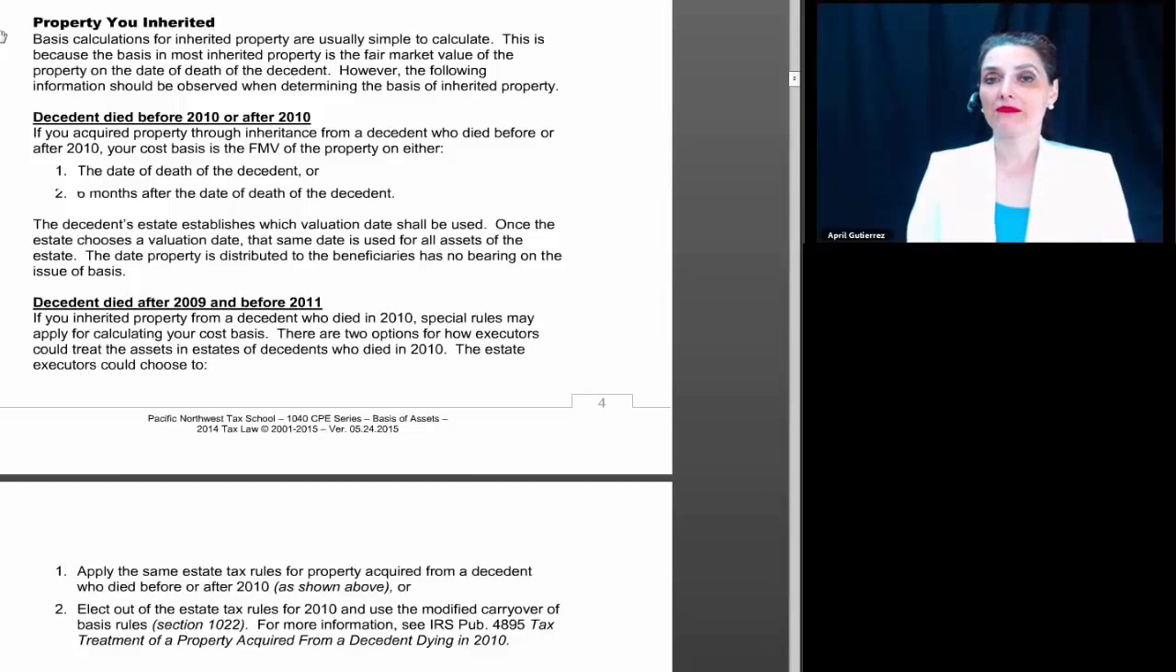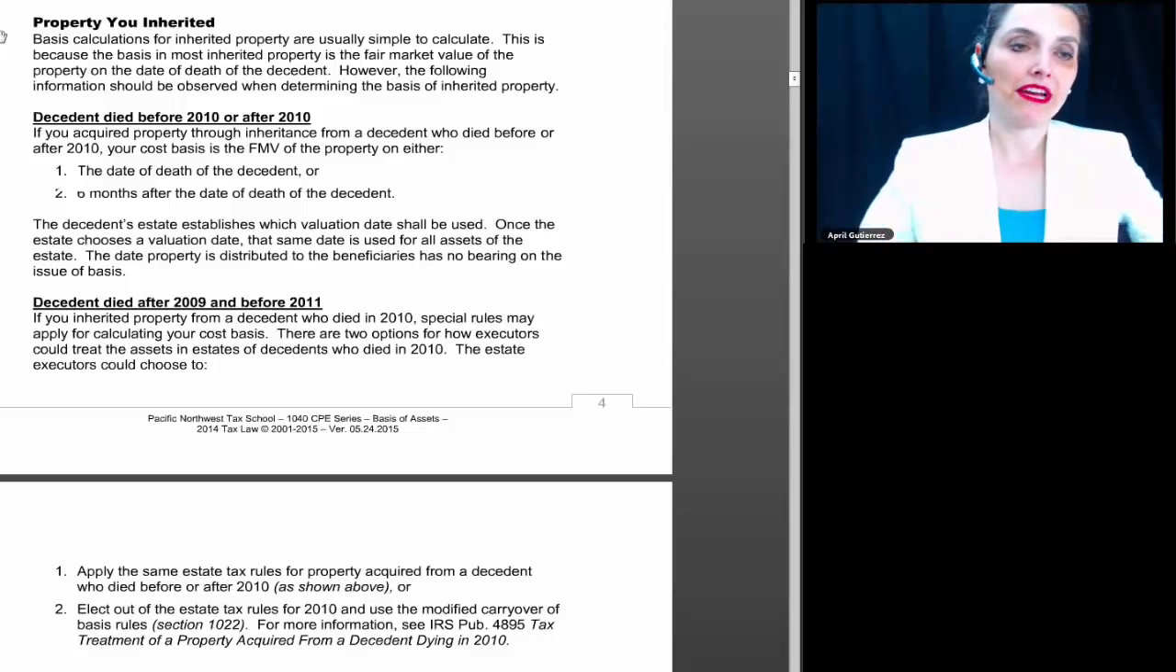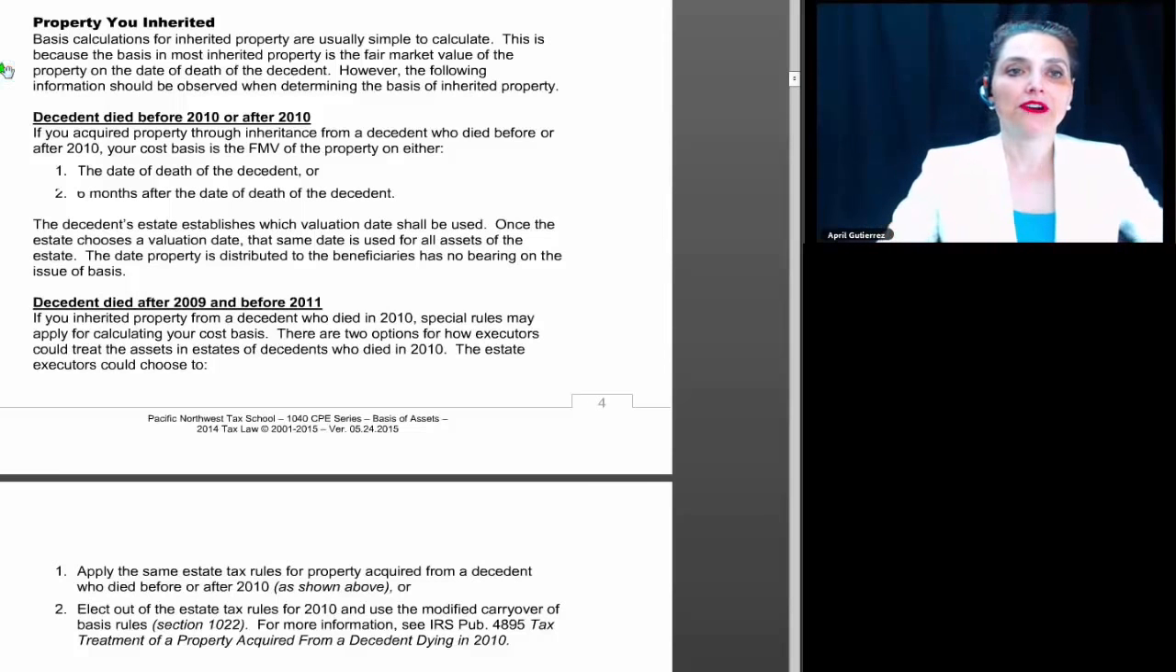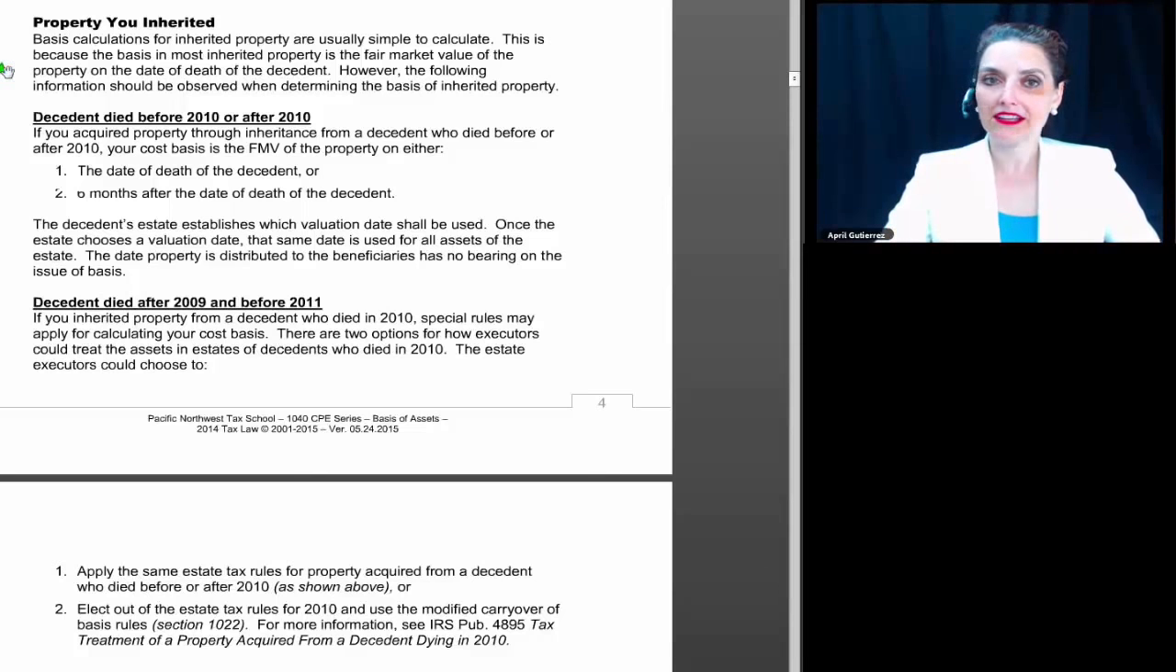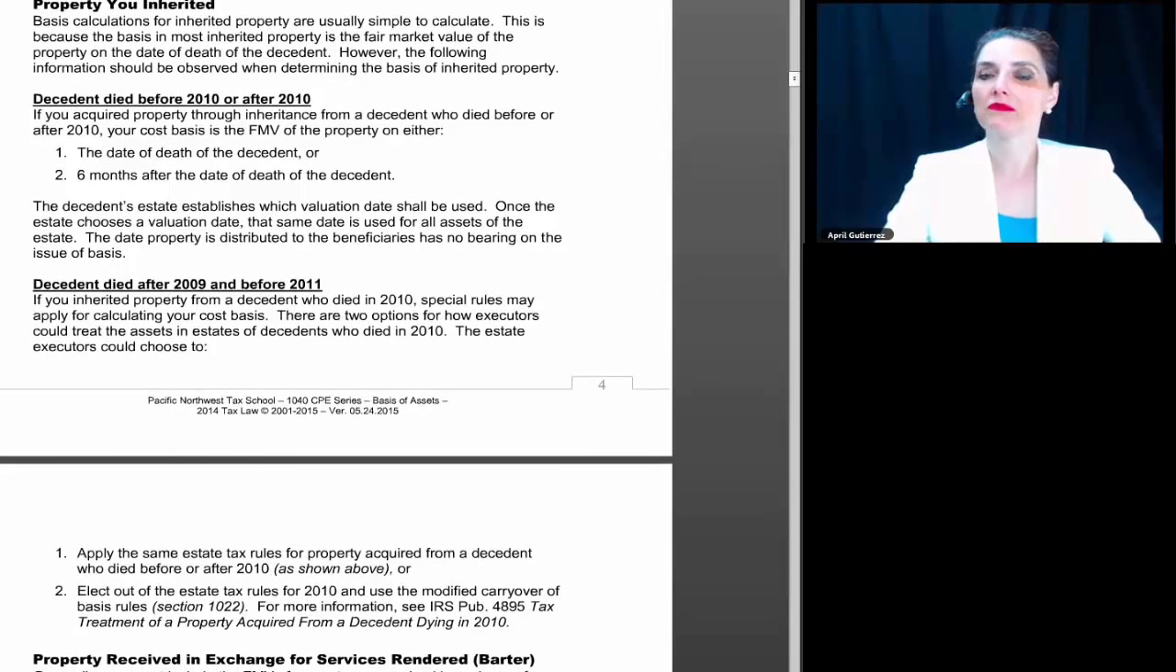But if inherited property has been held long term, then you are going to have to do some more complex calculations, but those would be no different than if you had actually purchased the property. So let's talk about inherited property now. Basis calculations for inherited property are usually simple to calculate, and this is because the basis in most inherited property is the fair market value of the property on the date of death of the decedent. However, the following information should be observed when determining the basis of inherited property.